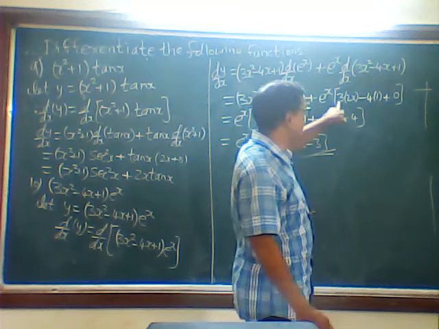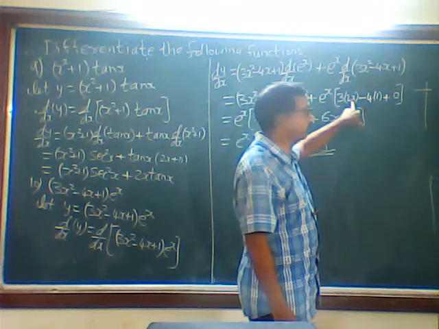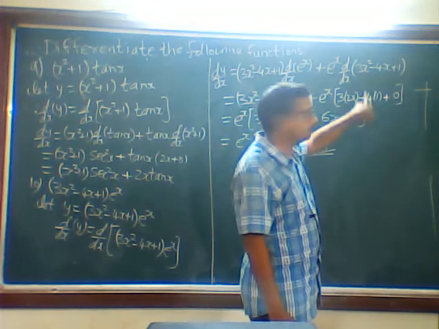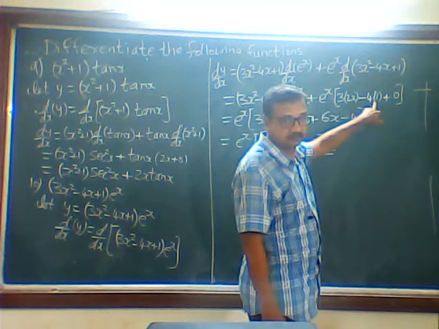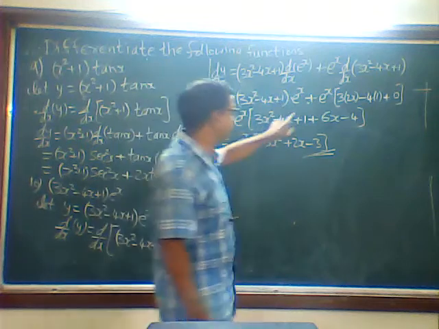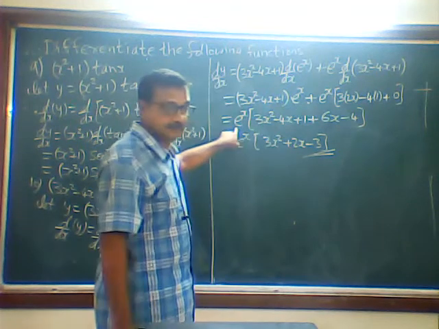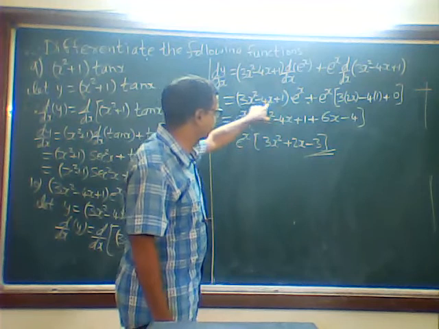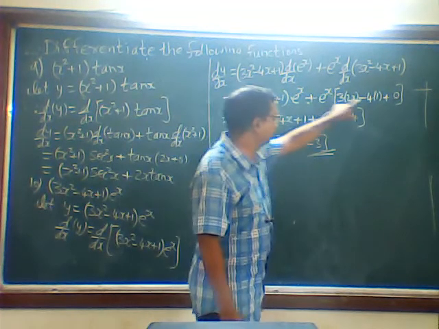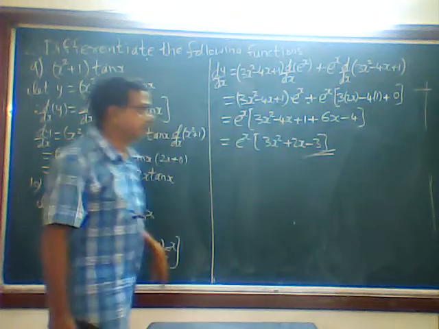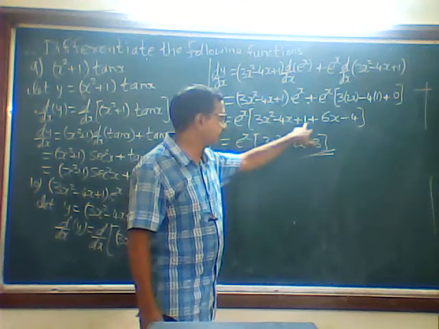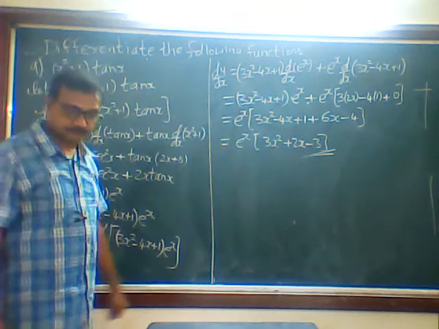3x square, 3 I have kept as it is. d by dx of x square is 2x, with the bracket I have. Then minus 4 is a constant. d by dx of x is what? 1. Plus d by dx of 1 is 0. Then later in this step, I have taken e raised to x common here and opened a square bracket: 3x square minus 4x plus 1 plus 3 into 2, 6x, plus into minus 4. Then minus 4x plus 6x will get plus 2x, and 1 minus 4 is minus 3. That's it.